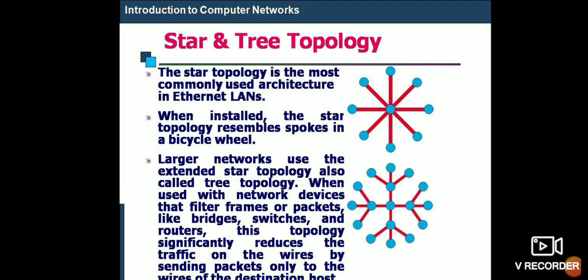Larger networks use the extended star topology, also called the tree topology, when used with network devices that filter frames or packets, like bridges, switches, and routers. This topology significantly reduces the traffic on the wires by sending packets onto the wire of the destination host.